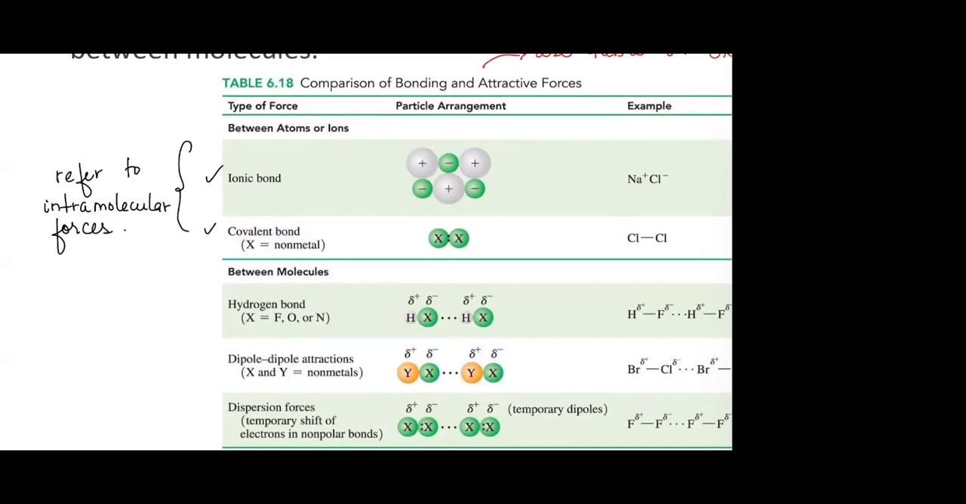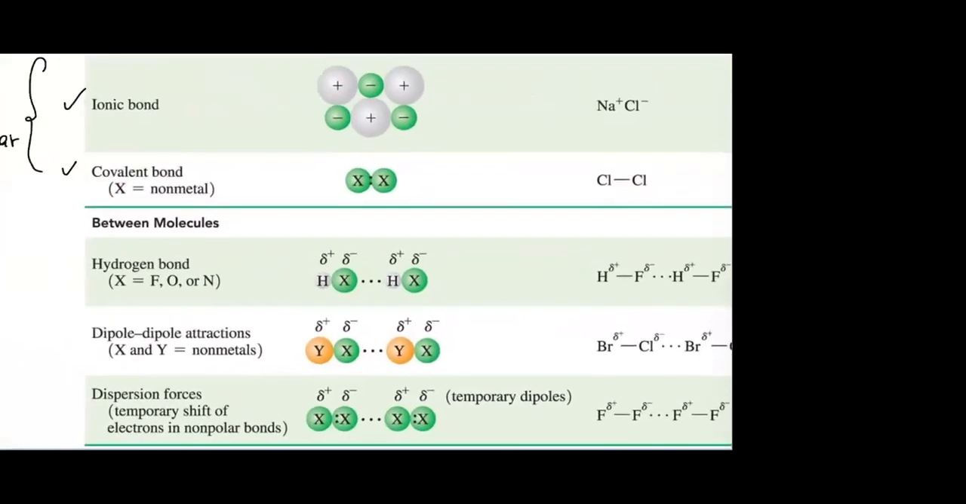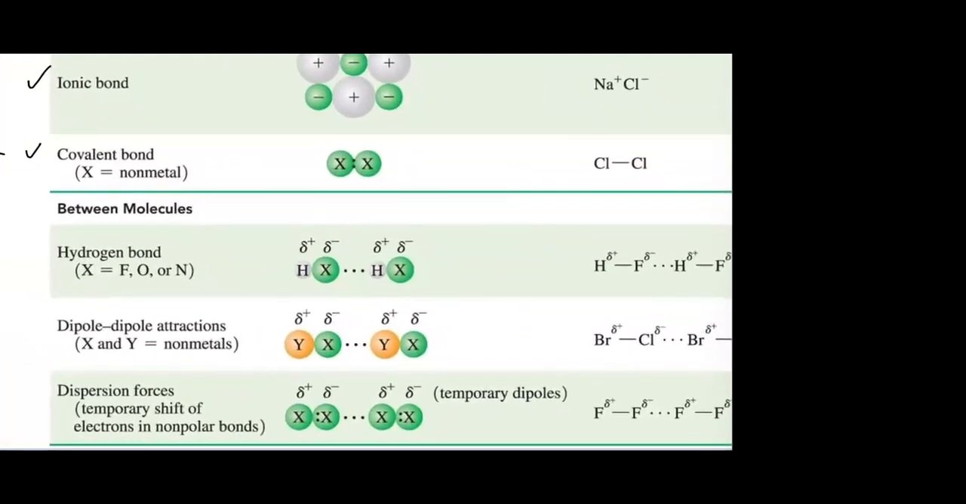Now, the forces that we see in the bottom, in between molecules, in this course, we particularly study them in terms of covalent bonding, okay? And by definition, what is each of them? Starting with the bottom one, which is dispersion forces. So what is a dispersion force? Understand that a dispersion force is a temporary shift in the electrons in nonpolar bonds, okay? So what happens is that any molecule has electrons.